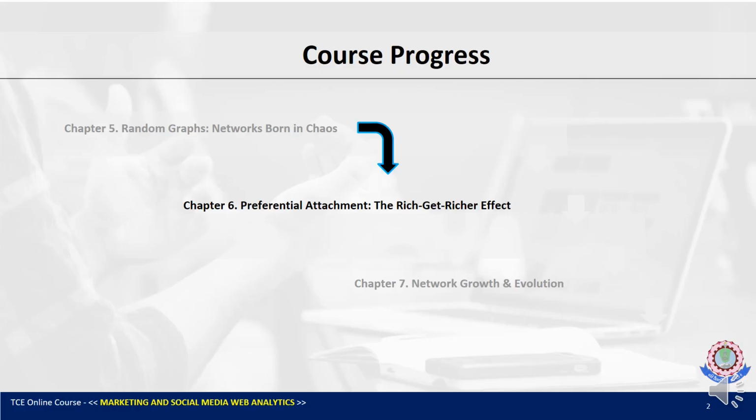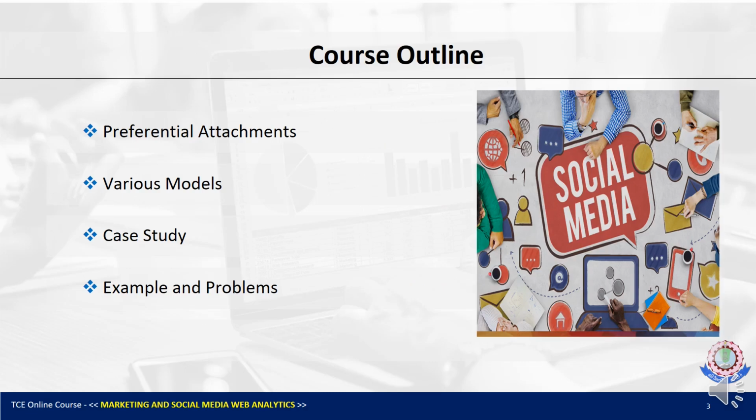So this is the progress of this particular course. In the last video we saw the random graph network, born in chaos. Now we are going to explore preferential attachment, the rich get richer effect. In today's lecture, we will cover what networks are and why we study them, the difference between random networks and real-world networks, the Barabási-Albert model, and the mathematics of preferential attachment, a few real-world examples including social media platforms, and case studies, problems, quizzes, and a brief summary at the end.